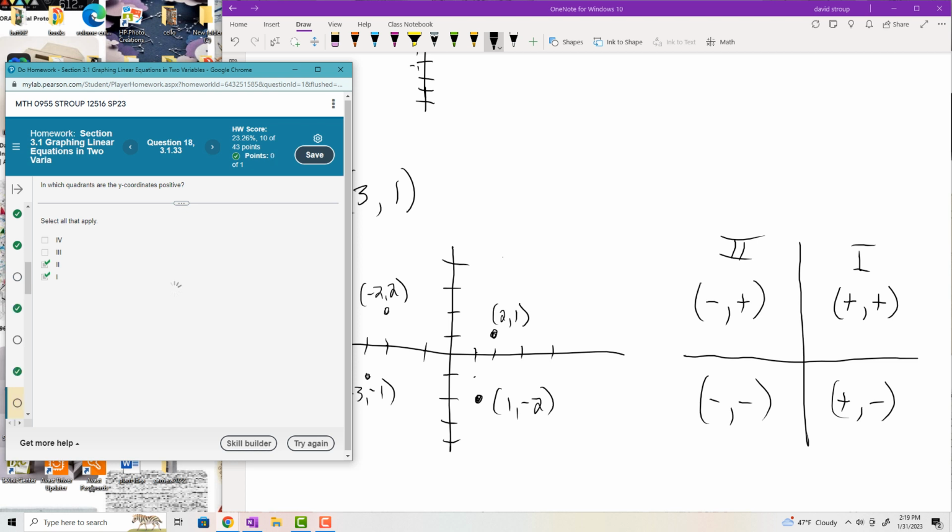Okay. And then which quadrants do the x coordinates and the y coordinates have the same sign? So the x coordinate and the y coordinate. So you need a plus plus or a minus minus is how you translate that question into English, or maybe into math. First quadrant and then the third quadrant. Right?